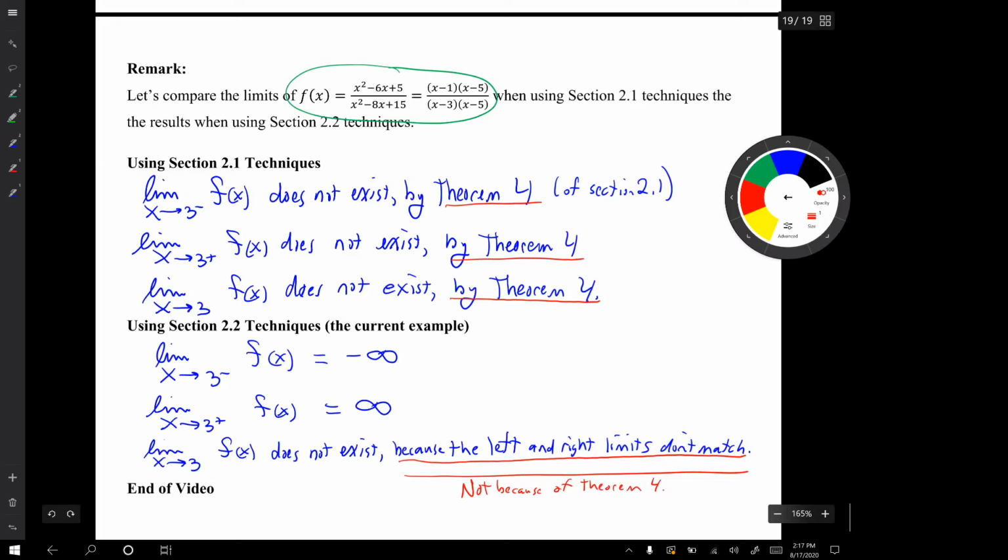So in section 2.2, when limits don't exist, it's not because of theorem 4, it's for some other reason.